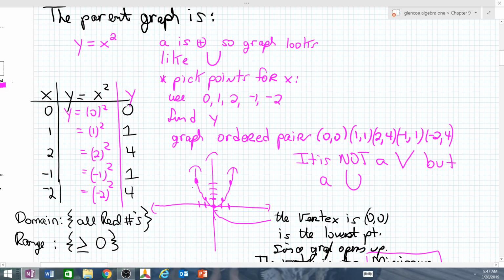So if I were to actually graph that for you, can I borrow a pen, please? Thank you. Sorry. So if I were to graph a parabola for you, I want to show you what the symmetry would look like.